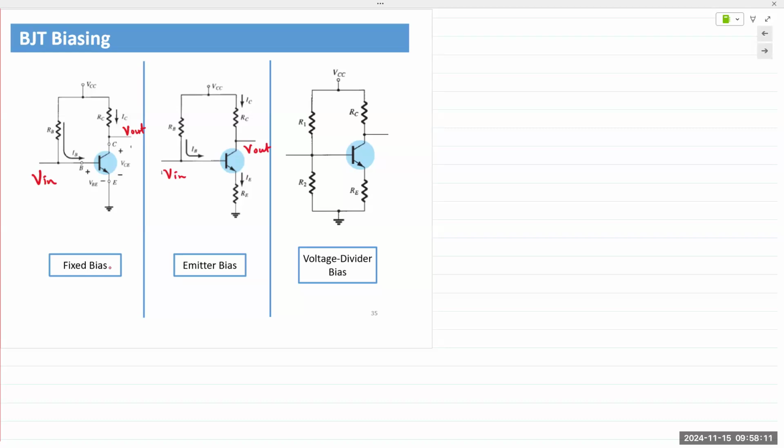There's analysis we can perform. We apply KVL on the input side. We apply KVL on the output side. And we generate equations. And we can also do a load line analysis. The drawback of both the fixed bias and the emitter bias is that the equation for the current gain or the Q point is dependent on beta.